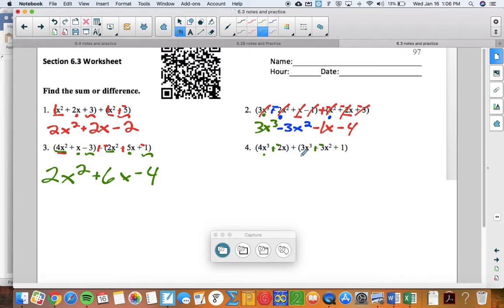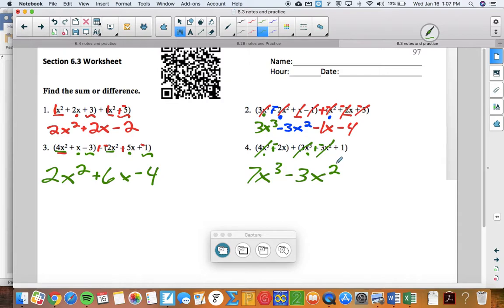So we have positive 3x. We have positive 4x to the third and positive 3x to the third. So let's add your coefficients together, 7x to the third. Boom. No x squared term here, but let's look for one. There is an x squared term right there, so we have negative 3x squared.